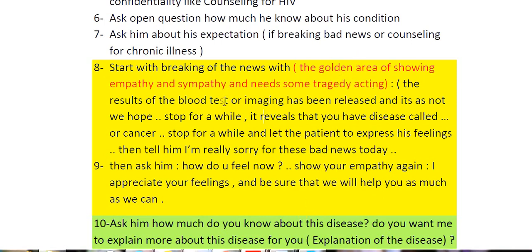The results of the blood test or imaging have been released and it is not as we hope. It revealed that you have a disease called multiple sclerosis, epilepsy, hypothyroidism, cancer, whatever. Stop for a while and see what the reflex of the patient is. Let the patient express his feelings. And tell the patient, I'm really sorry for this bad information today.